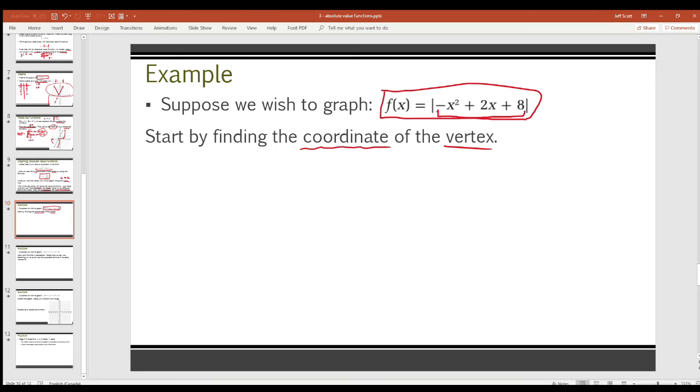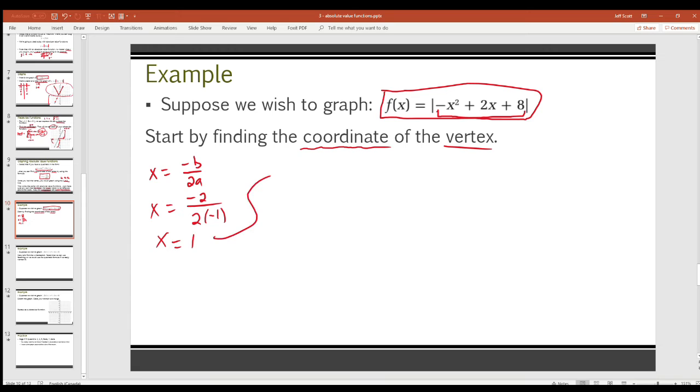So to find the vertex, we start by saying that x is going to be negative b divided by 2a. And in this question, of course, negative b is going to be negative 2, because the middle number is your b value, divided by 2 times a, and notice a is negative 1. Well, this tells us negative 2 divided by 2 times negative 1 is negative 2 divided by negative 2, which is just going to be positive 1. So x in this case is going to be 1.